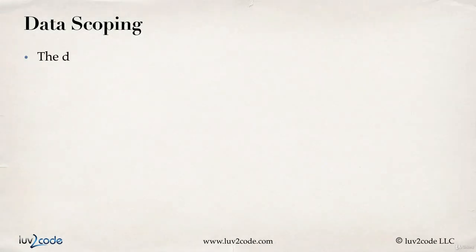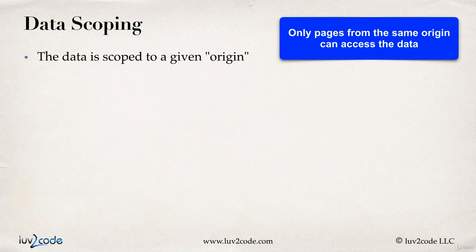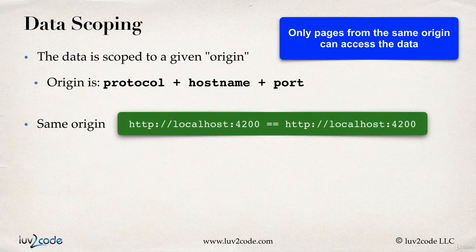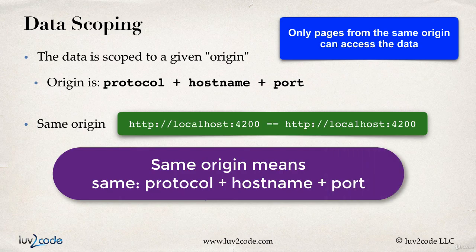So data scoping. The data is scoped to a given origin. So only pages from the same origin can access the data. Well, what's an origin? Well, an origin is a combination of the protocol, the host name, and the port. So here's an example of a same origin. We have http://localhost:4200 equals the same localhost:4200. That's the exact same origin, same protocol, same host name, same port.